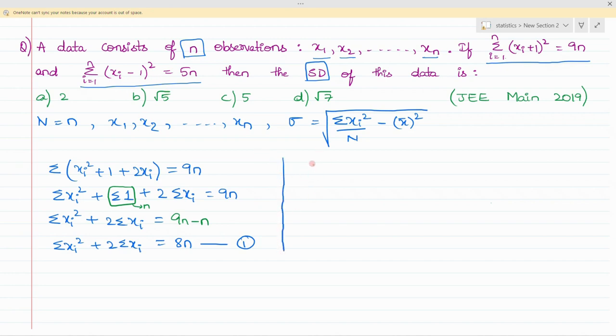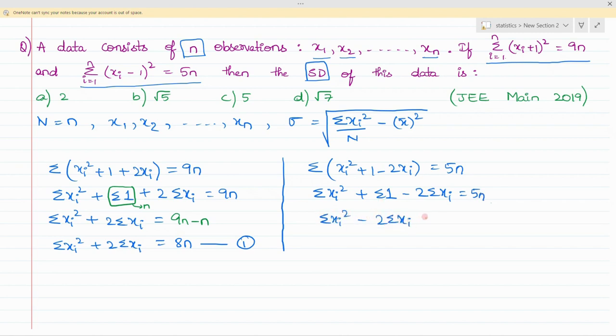And let's use one more condition, almost similar to this way. It is (xi square plus 1 minus 2xi) equal to 5n, and just split it. Sigma xi square plus sigma 1 minus 2 sigma xi is equal to 5n, and this value sigma 1 is again n. When it goes to the RHS, it becomes 5n minus n. So sigma xi square minus 2 sigma xi is equal to 4n. So I'll assume this is equation 2.